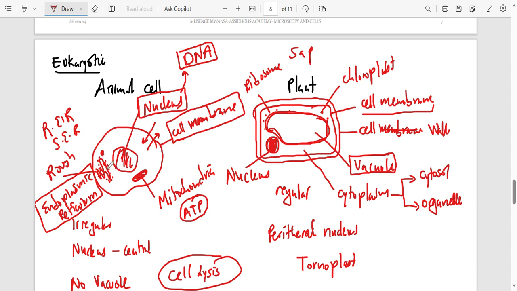When you talk about some cells, some organs like the liver, you are going to have both the smooth and the rough ER. They are going to be involved in removing toxic substances. Those are some of the functions. I think I've described all the parts here.